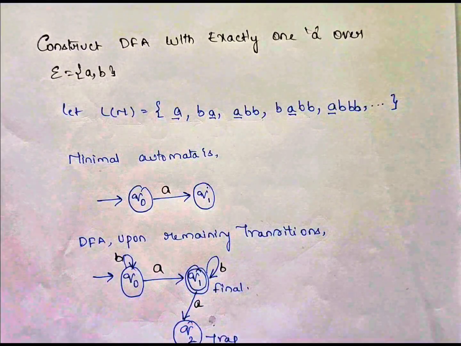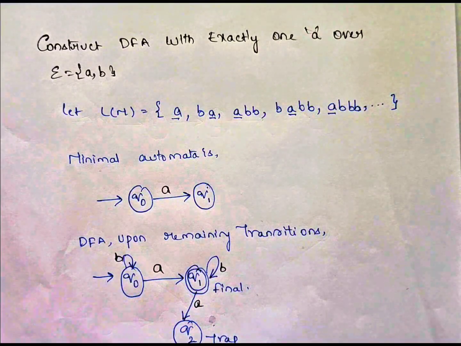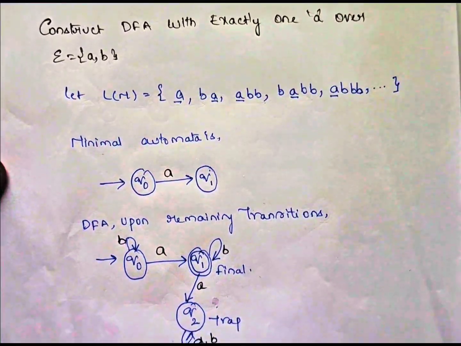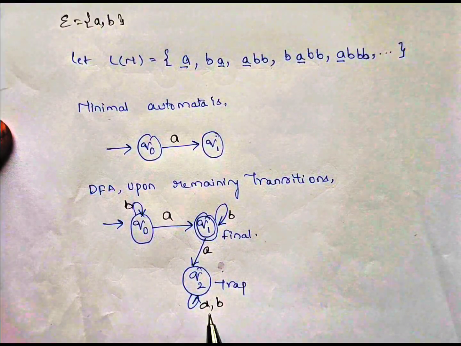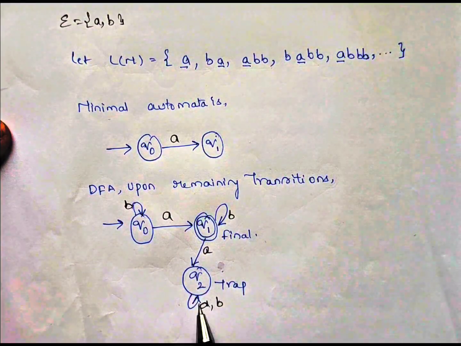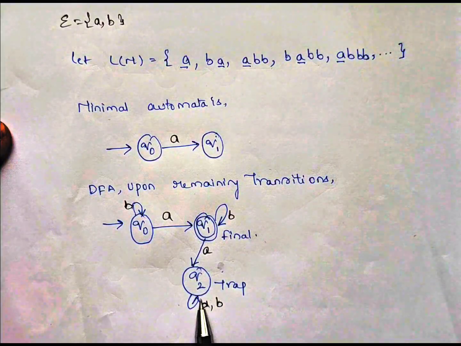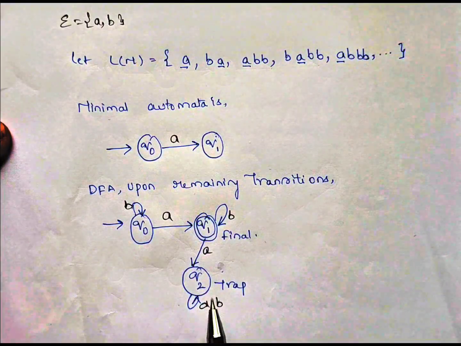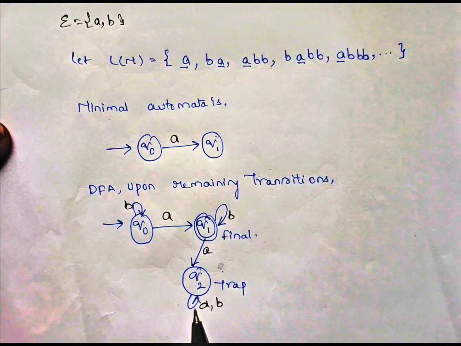Since it is a DFA, for each state we have to generate an input transition. So Q2, which is a trap state, should be defined with the input transitions. Q2 upon reading either A or B will be connected to the same trap state.